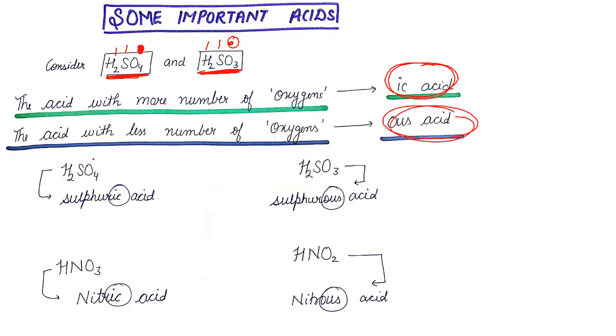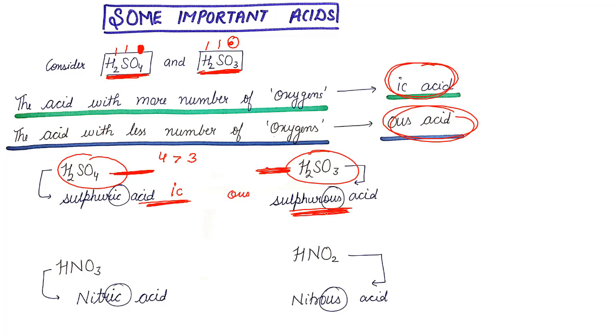So for example, H2SO4 and H2SO3. H2SO4 means 4 oxygens and H2SO3 means 3 oxygens. So 4 is greater than 3, so this will be known as ic acid, sulfuric acid, whereas this will be known as sulfurous acid. Now one is HNO3 and one is HNO2. Here H is common, N is common, with 3 oxygens and 2 oxygens. And we know 3 is more than 2, so this will be nitric acid and this will be nitrous acid.